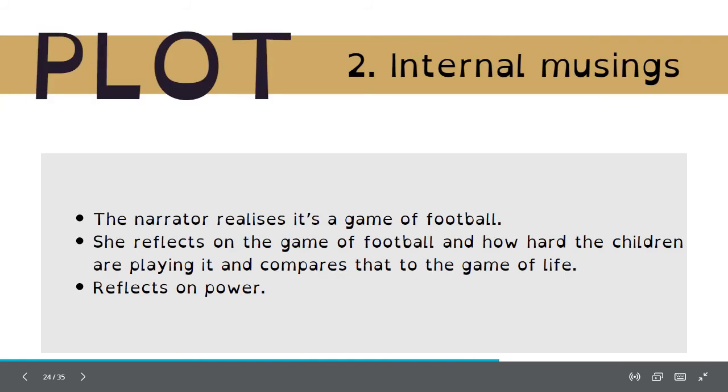Plot, Section 2, Internal Musings. The narrator realizes it's a game of football. She reflects on the game of football and how hard the children are playing it and compares that to the game of life. Just as the bigger boys have no concern for the smaller when they are trying to win, so too, she says, humans in real life, and especially in the business world, all too often will use their power to trample on others. So she reflects on power in this section as well.